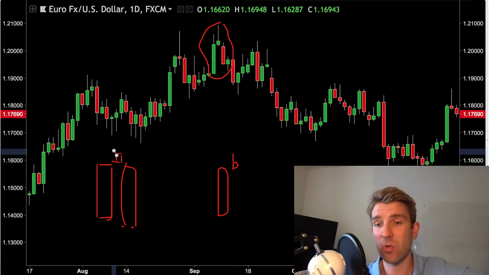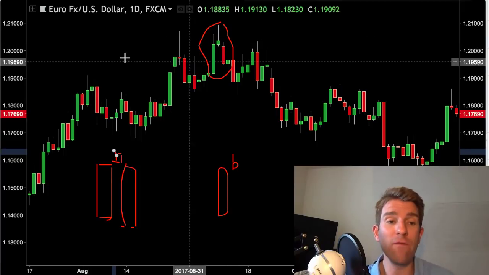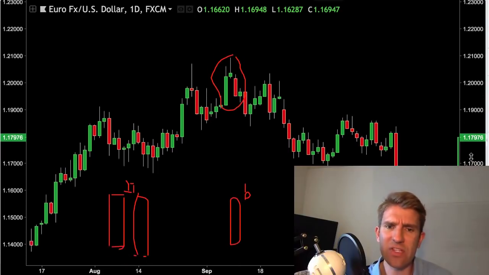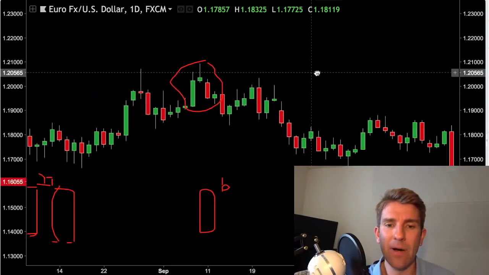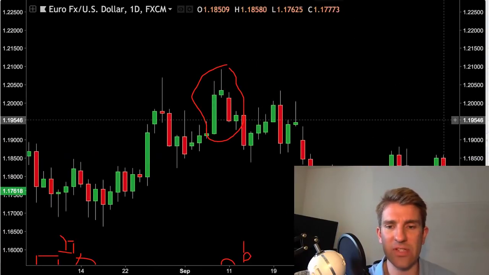That's better. This is a nice one on Euro US dollar. Happened to occur, should I say, over the weekend. So we've got a gap. Very rare on the currency market because we don't have that gap, but it happened. Let's have a look at it. Let's zoom right in on it actually so we can see what's going on.